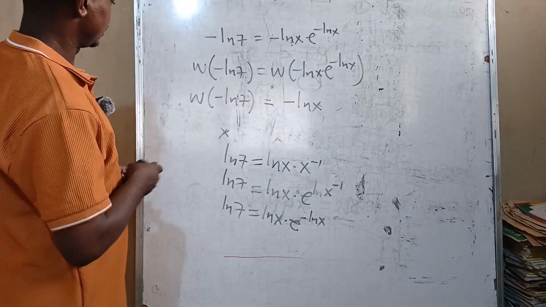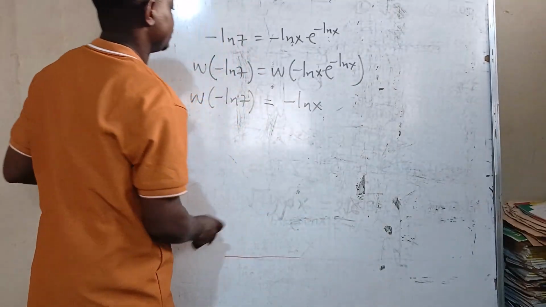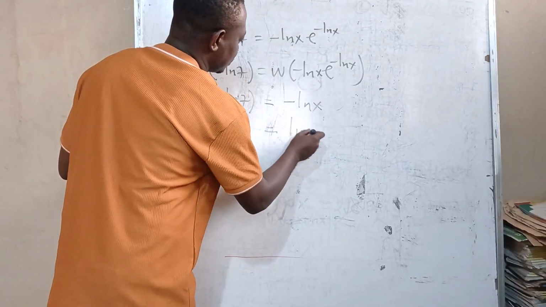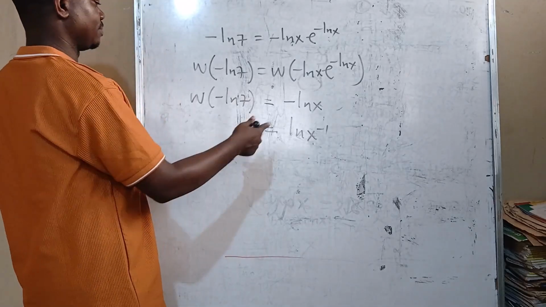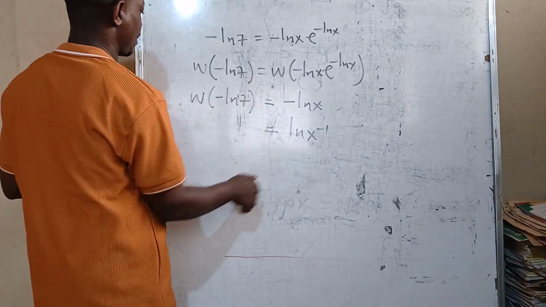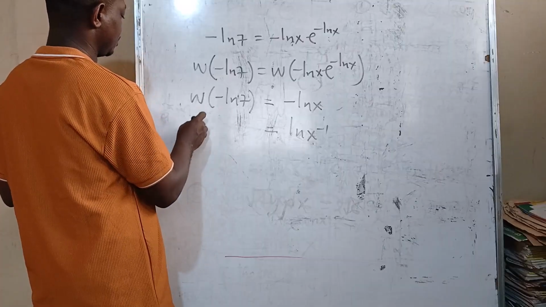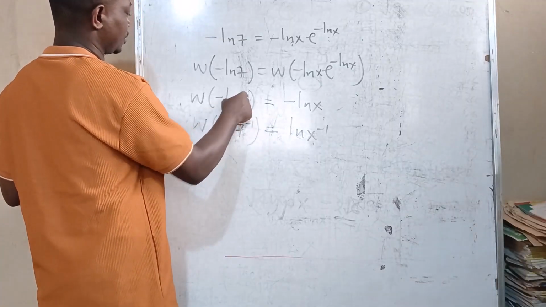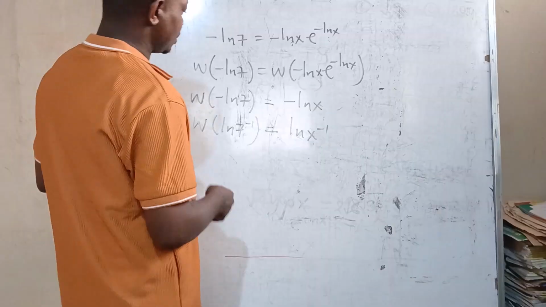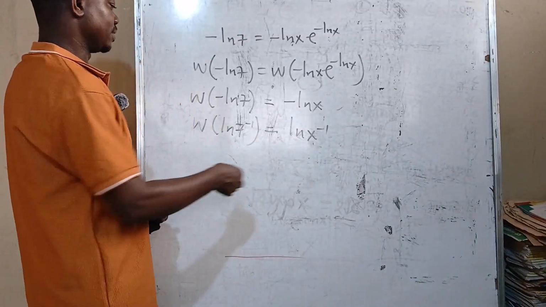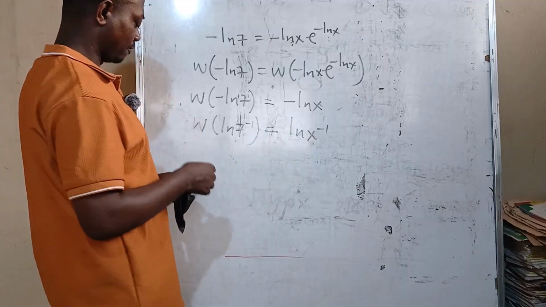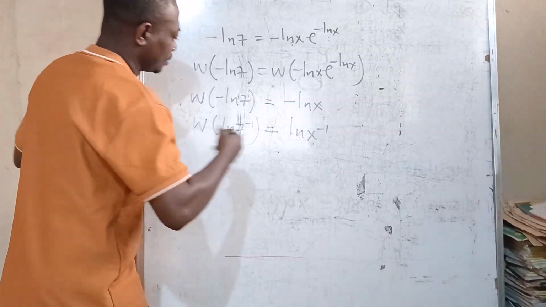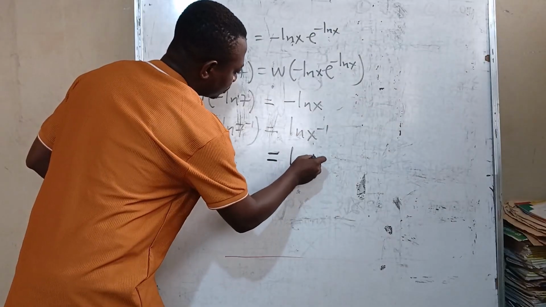Remember, we are after x. We can say that this one can come up there, the same as ln of x to the power minus 1, which is the same as 1 over x here. And we can also manipulate this one, the same as the W function of ln of 7 to the power minus 1. So now the next thing is to remove the ln here so that the x will be free. What I will do here is to change this. This one is the same as 1 over x.